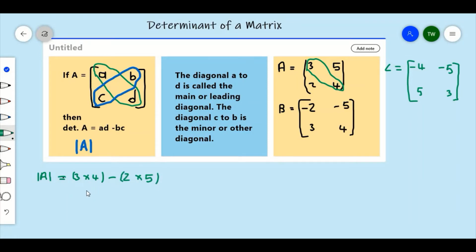And 3 times 4, that's going to give us 12, minus 2 times 5, that's going to give us 10. And 12 minus 10, that's going to give us 2. So therefore, the determinant of A is going to equal 2. Let's look at the determinant of B.